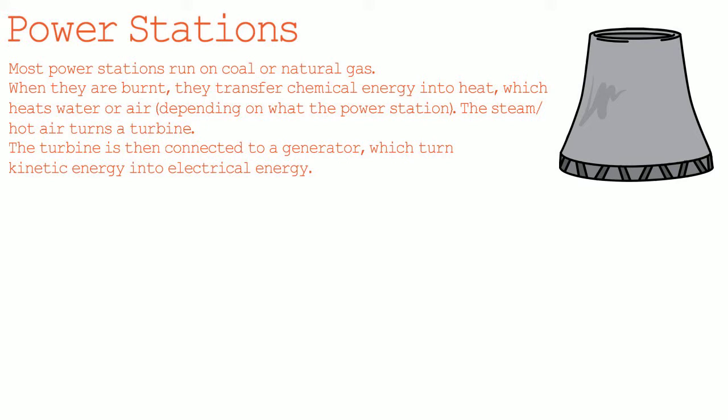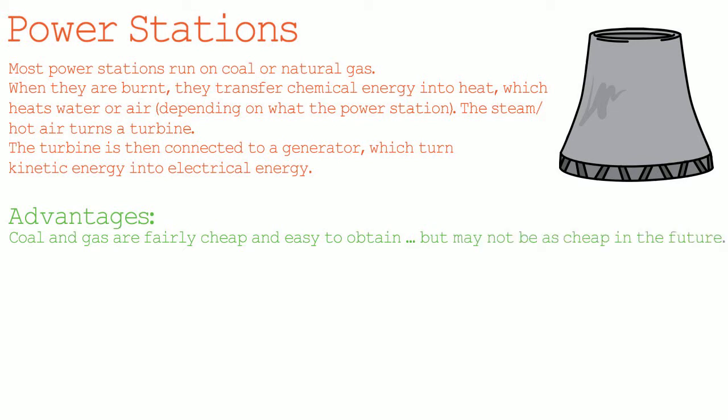There are many advantages and disadvantages to using non-renewables as a form of energy. One advantage is that fossil fuels are relatively cheap and they are easy to obtain. However, this may not be the case in the future as we start to run out of fossil fuels. If we start to run out of fossil fuels, it means that there are less that are being obtained, and the ones that are being extracted may become more expensive to extract.